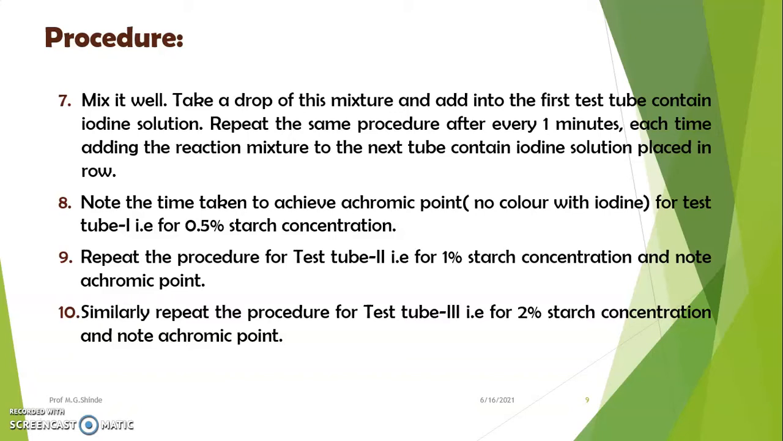So we have to find out the development of achromic point, after how many minutes the achromic point is developed. We have to repeat the procedure for test tube 2, which contains 1% starch solution, and again note the achromic point. Similarly, we are going to repeat the procedure for test tube 3, which contains 2% starch solution, and again note the achromic point. Now we are actually going to perform this practical in the laboratory.